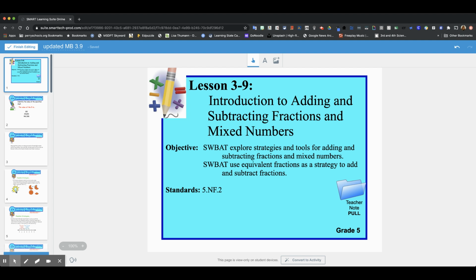Hi guys, we are ready for lesson 9 of unit 3, Introduction to Adding and Subtracting Fractions and Mixed Numbers. We're going to explore strategies and tools for adding and subtracting fractions and mixed numbers, along with using equivalent fractions as a strategy to add and subtract fractions.